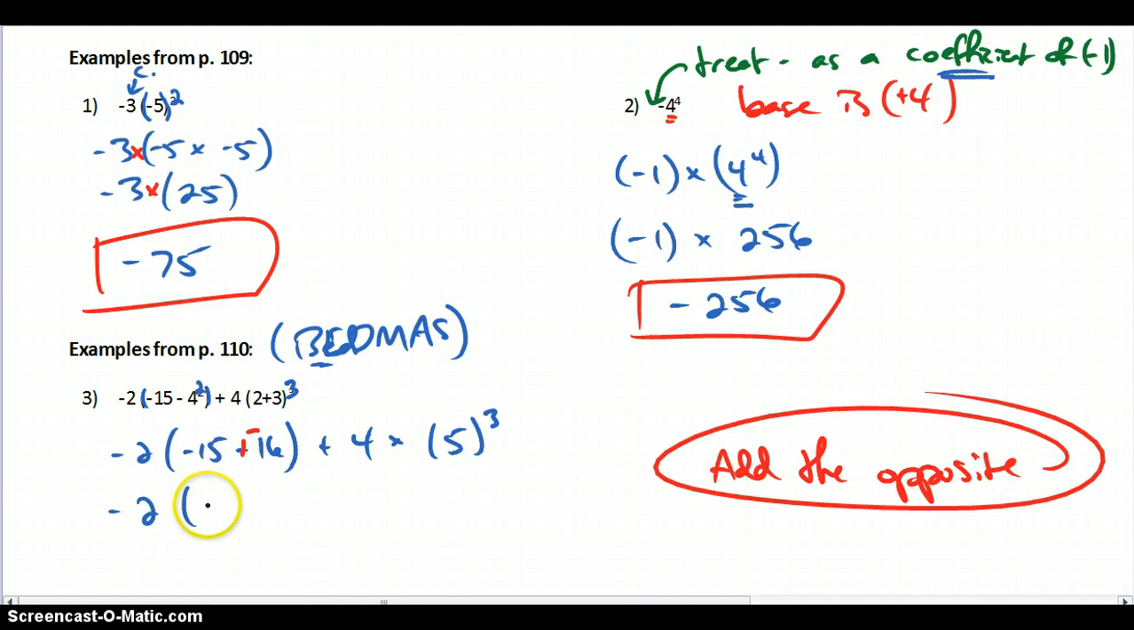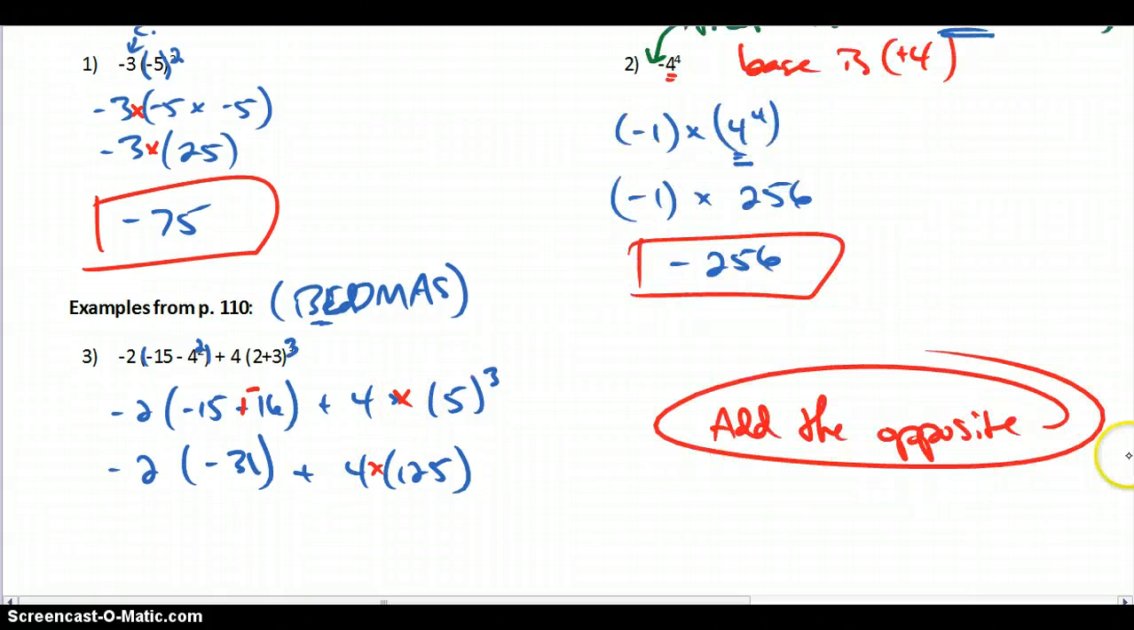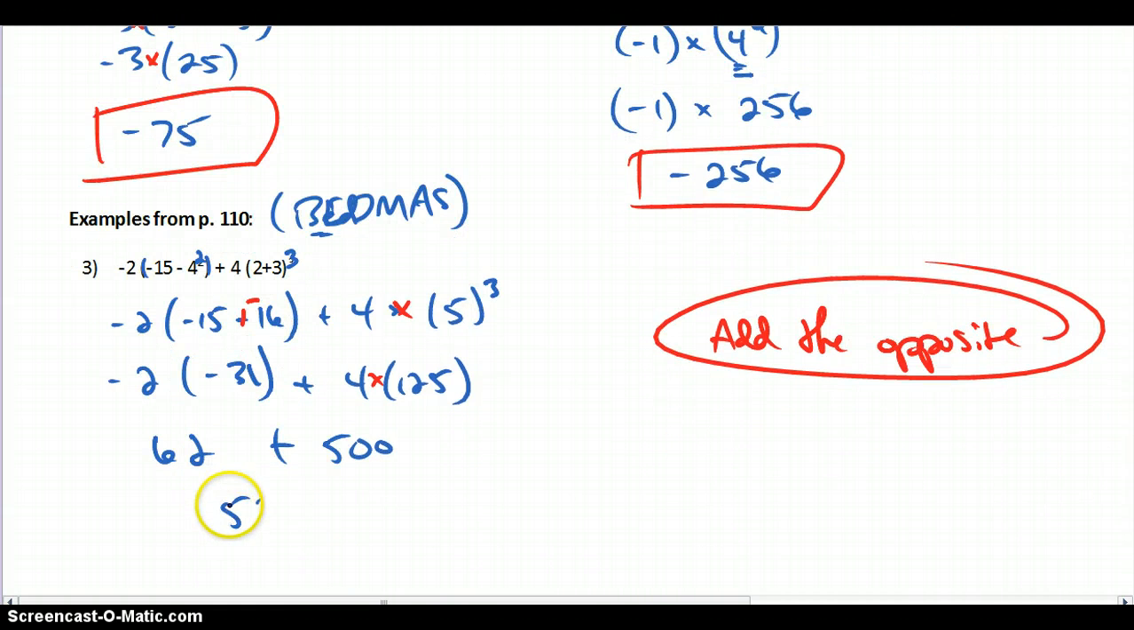So we've got -5 plus -16, -31. 2 groups of that, plus 4 groups of 5 cubed, 4 groups of 125. And we're still thinking of that like 4 times 5 cubed, or 4 times 125. Continue evaluating here. -2 times -31 is 62, plus 4 groups of 125 is 500, and our answer being 562.